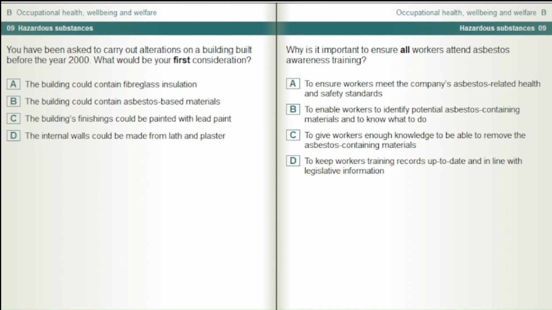Why is it important to ensure all workers attend asbestos awareness training? To ensure workers meet the company's asbestos-related health and safety standards. To enable workers to identify potential asbestos-containing materials and to know what to do. To give workers enough knowledge to be able to remove the asbestos-containing materials. To keep workers' training records up to date and in line with legislative information.